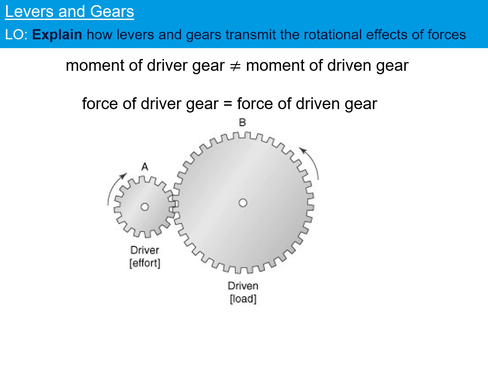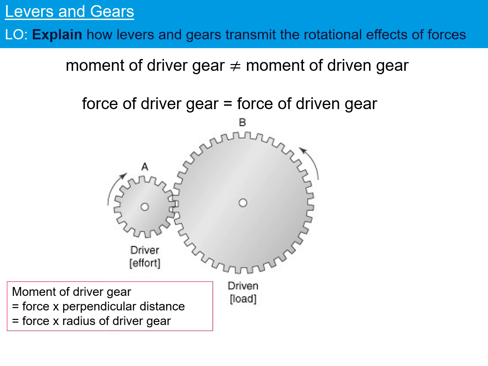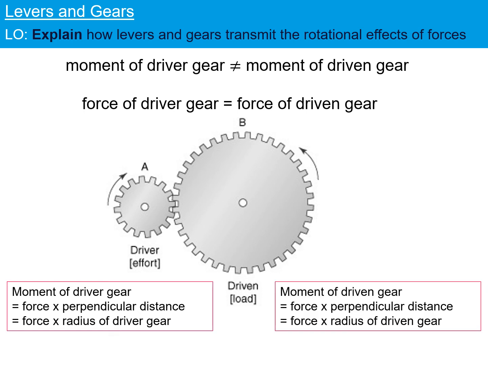So how do we work out the moment of a gear? Well, we use the same equation that we know for moments, which is force times perpendicular distance. But the perpendicular distance here is simply the radius of the gear. So for our driver gear, the moment is the force times the radius of the driver gear. And for our driven gear, the moment of the driven gear is the force times the radius of the driven gear.